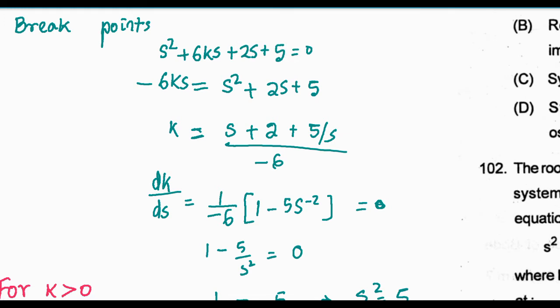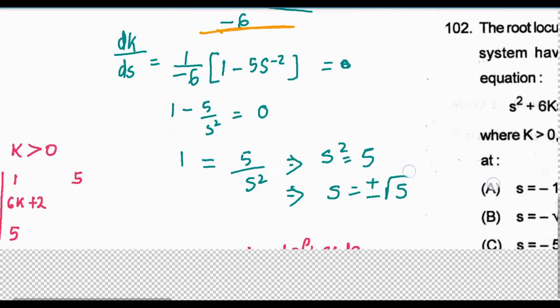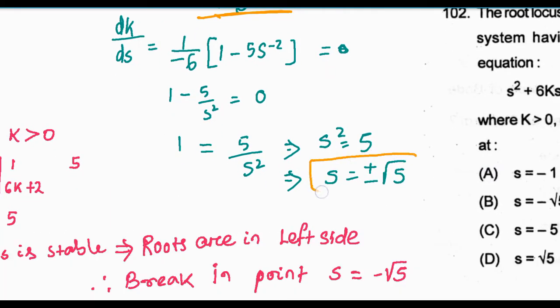So what we will get now: s square plus 6ks plus 2s plus 5 is equal to 0. So here minus 6ks is equal to s square plus 2s plus 5, and k is equal to s plus 2 plus 5 by s, all over minus 6. This is the k. If we differentiate this with respect to s, this will be minus 1 by 6 into 1 minus 5 by s square is equal to 0. And then we have to find the value of s. So what are we getting? We are getting the value of s to be plus minus root 5.